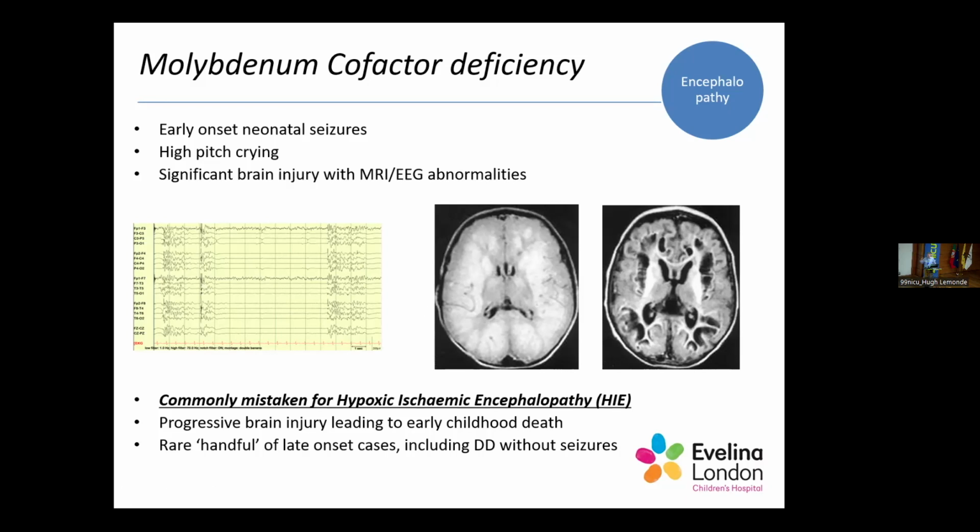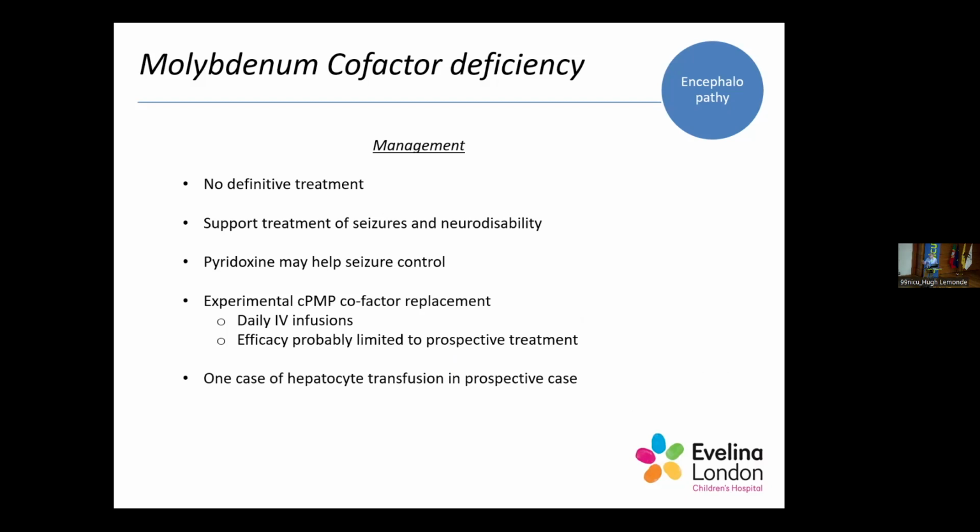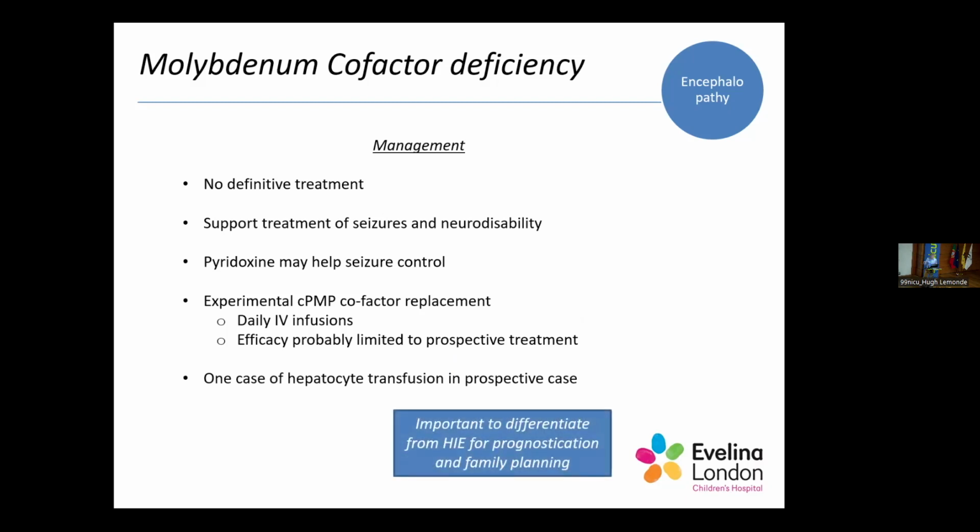The key thing is, if you've got a baby who looks like an HIE baby, they may not have the multi-system, multi-organ failure which you might get in HIE. And if they don't have a history of HIE, think about malignant cofactor deficiency. There is a treatment for this now, which isn't very effective. And actually, the important thing about diagnosing these really is for future family.